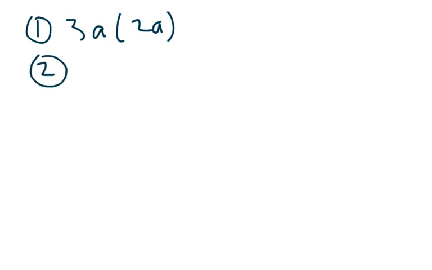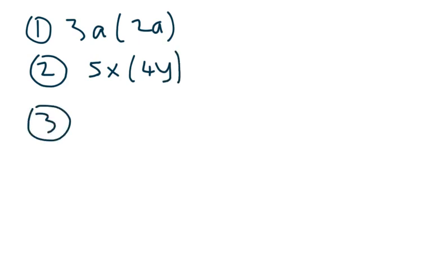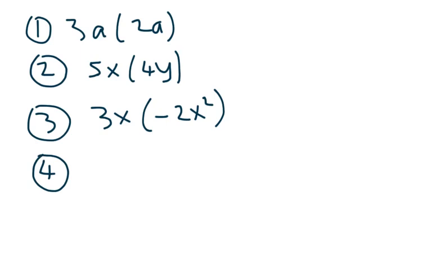I want you to do 3a times 2a, 5x times 4y, all right, and then 3x times minus 2x squared, and minus 3p times minus 5p. Okay, so press pause on the video, have a go at those, and then press play again and the answers will be there. Okay, so you press pause now.